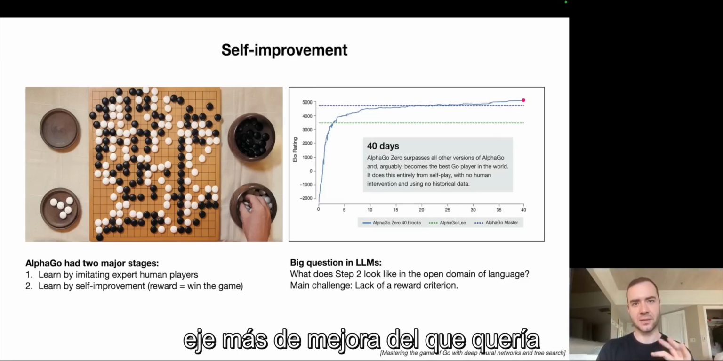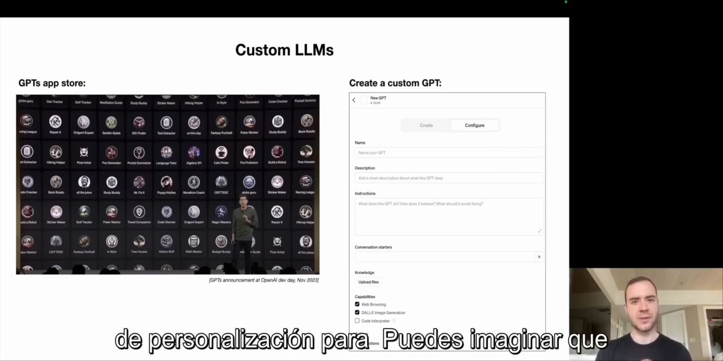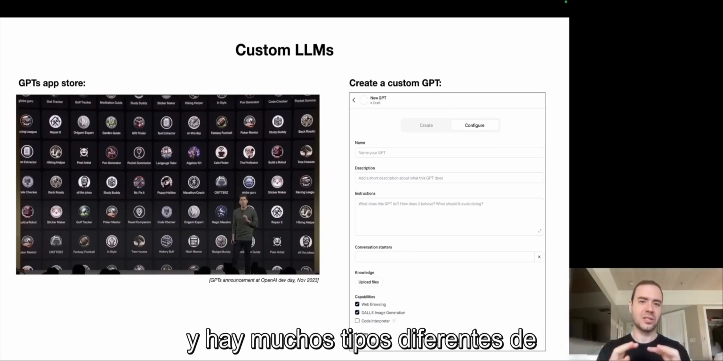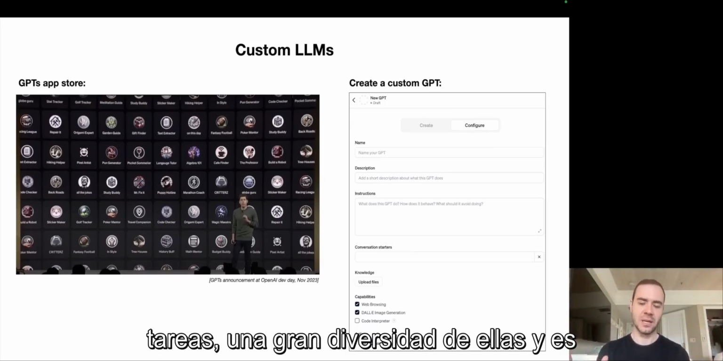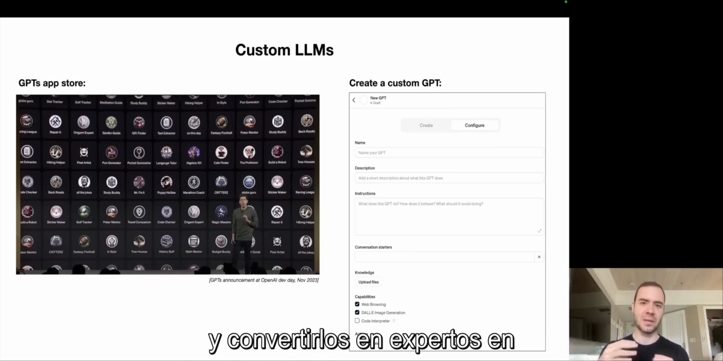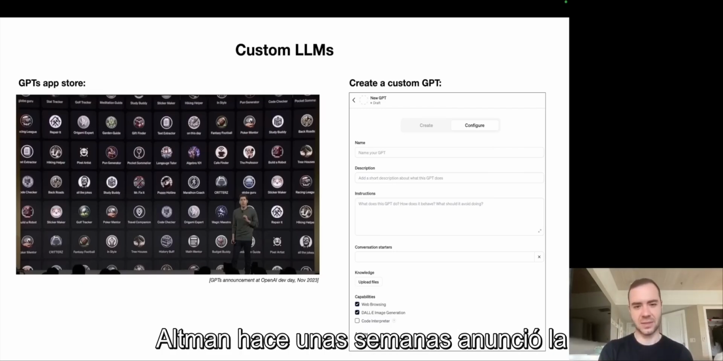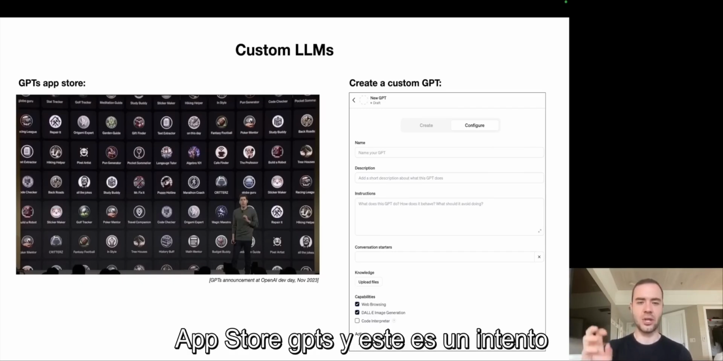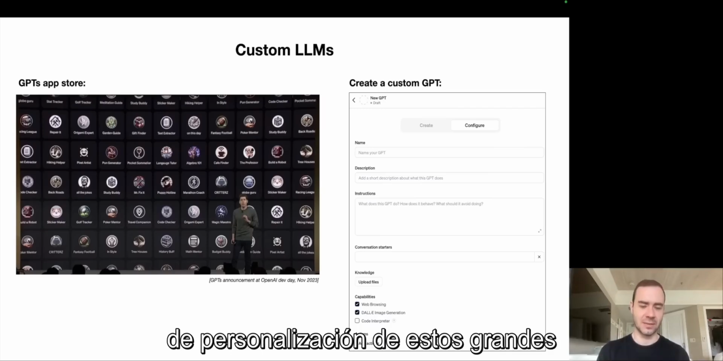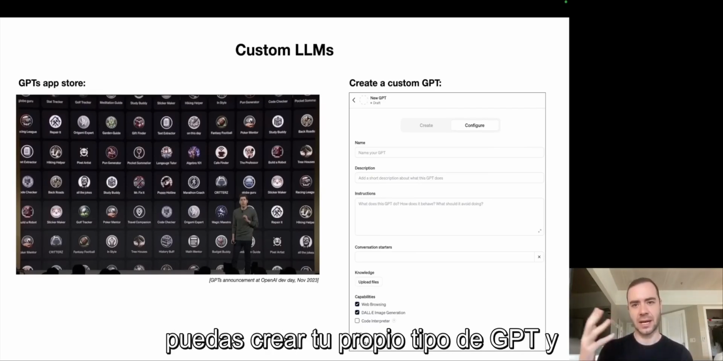Okay, and there's one more axis of improvement that I wanted to briefly talk about, and that is the axis of customization. As you can imagine, the economy has nooks and crannies, and there's lots of different types of tasks, a large diversity of them. And it's possible that we actually want to customize these large language models and have them become experts at specific tasks. As an example here, Sam Altman a few weeks ago announced the GPTs App Store, and this is one attempt by OpenAI to create this layer of customization of these large language models. So you can go to ChatGPT and you can create your own kind of GPT.